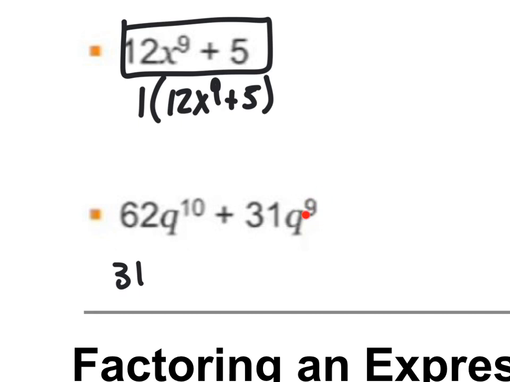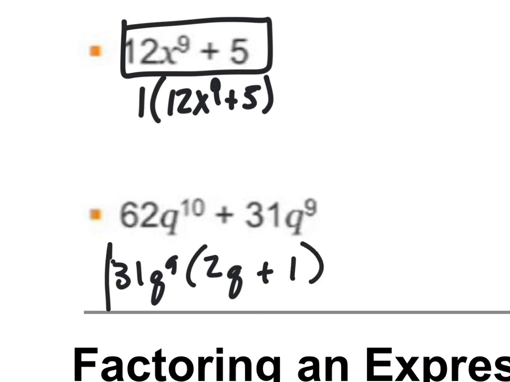Q to the 9th, 9 is my smallest exponent, so I'm going to factor out a q to the 9th. And then what you're left with, okay, 31 times what gives me 62? And that number, friends, is 2. And then q to the 9th times how many q's gives me q to the 10th, and that's just q, okay? And then when your greatest common factor is one of your terms, then you have to think about, what could I multiply 31q to the 9th by to get 31q to the 9th? And the answer is simply just 1, okay?